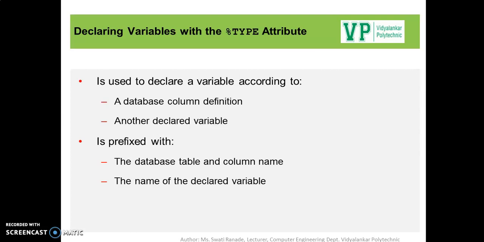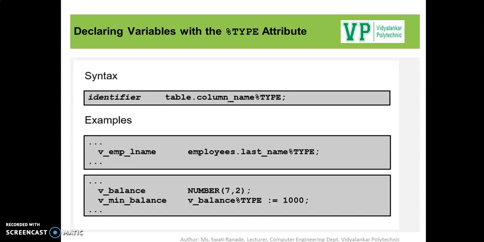So here this is about the %type attribute. Let's discuss how we can declare it. In the syntax you can see identifier, then we need to provide table name, then dot, whatever the column name from which we want to store data, and then we need to write %type and then semicolon. That %type is not case sensitive, so you can write it in small case also.